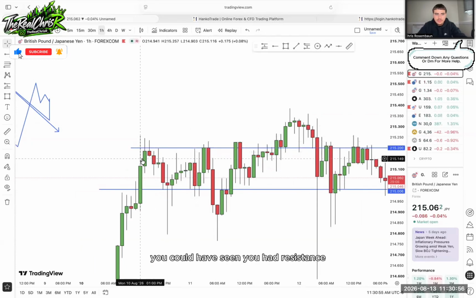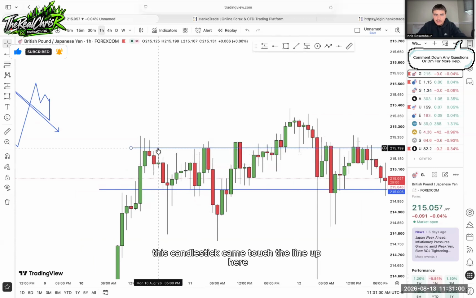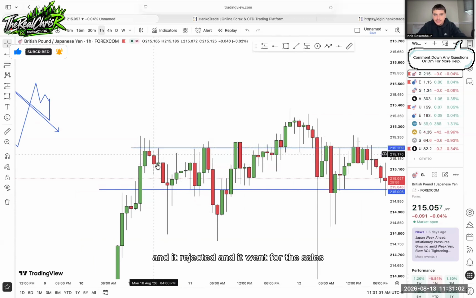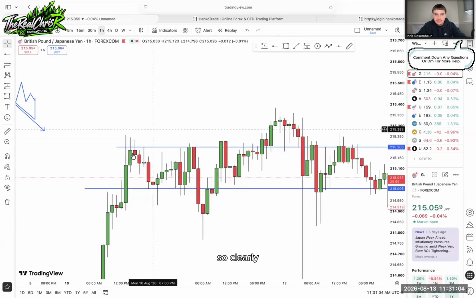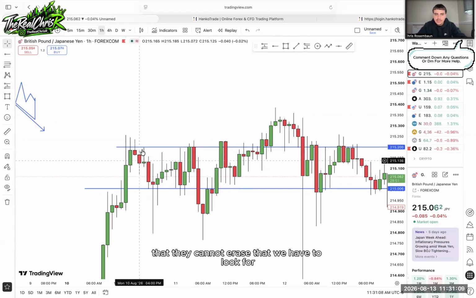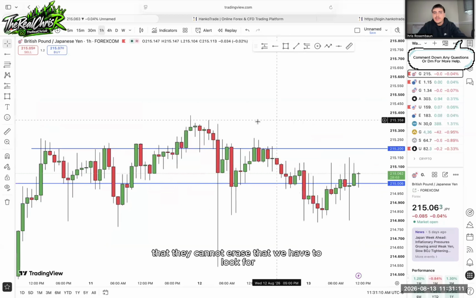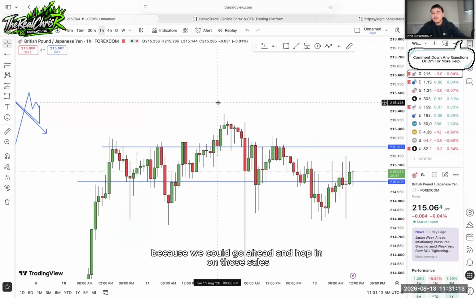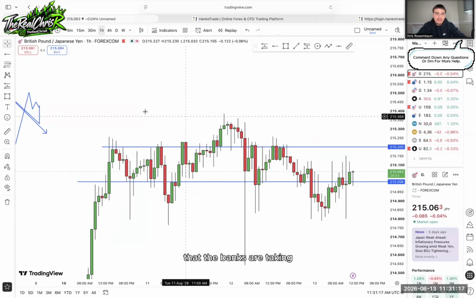Okay. At 200, you could have seen you had resistance, resistance, resistance. This candlestick came, touched the line up here, and rejected, and it went for the sells. So clearly, this is just data that the banks are leaving on the chart that they cannot erase, that we have to look for because we could go ahead and hop in on those sells that the banks are taking.